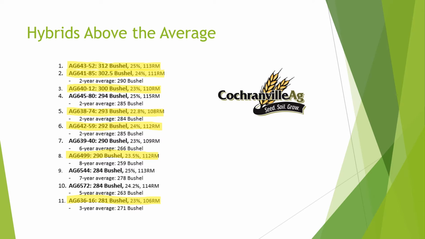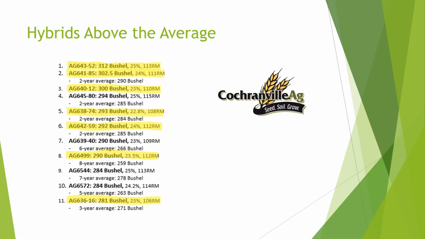We just want to keep this simple here for you. 643.52 came in at first place at 312 bushel. This is a brand new product. We're really excited about it. It has potential to be a good companion product to 64.99. And the second place here was 641.85. That's available as a Smart Stacks this year, 302.5 bushel. And then you'll see right below that our 2-year average was 290 bushel.